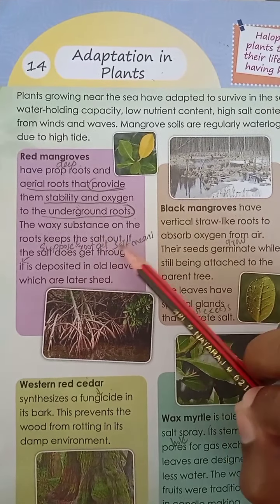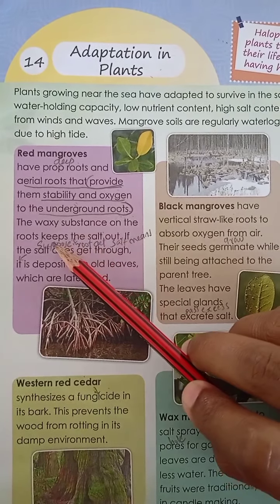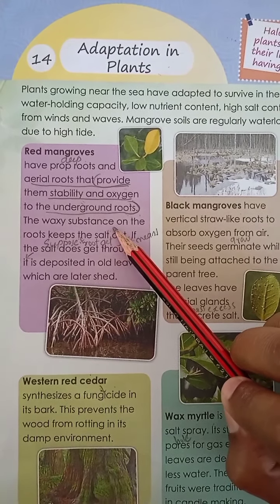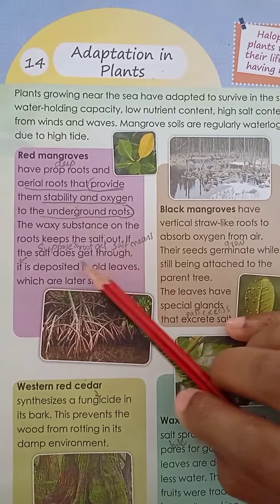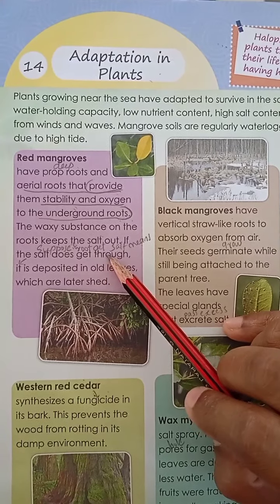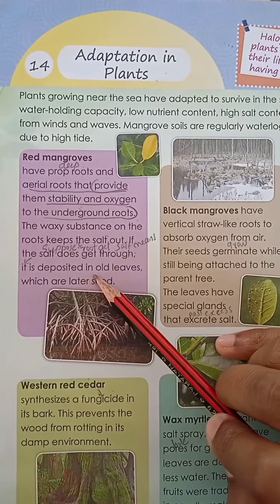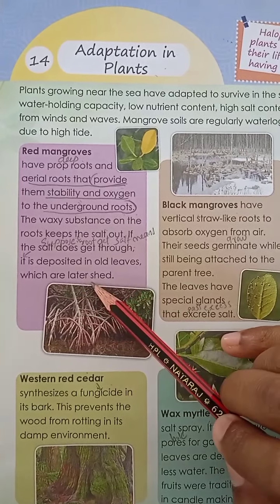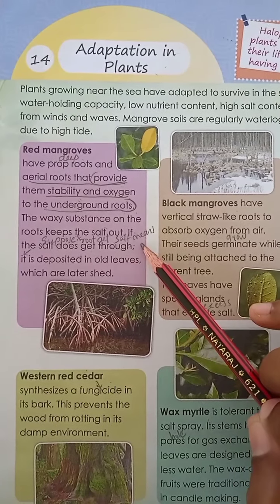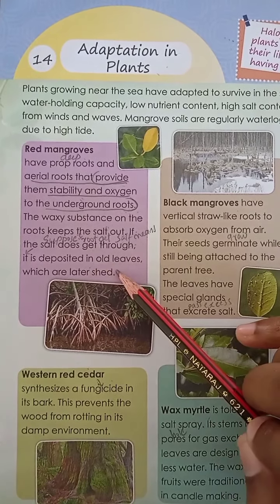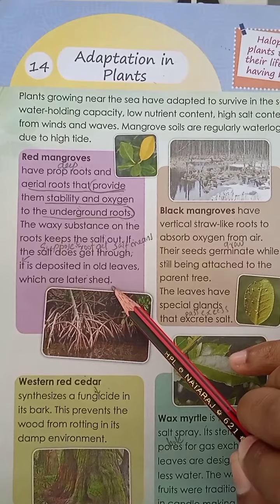These roots have a waxy substance. Then it will protect from excess salt. Suppose the roots get excess salt, it is deposited in old leaves. After that, the old leaves will shed from the trees.